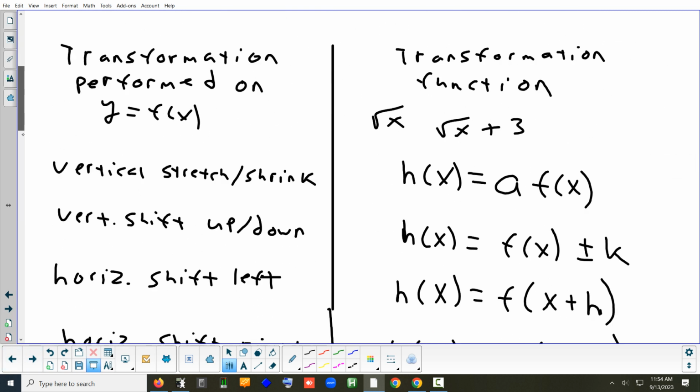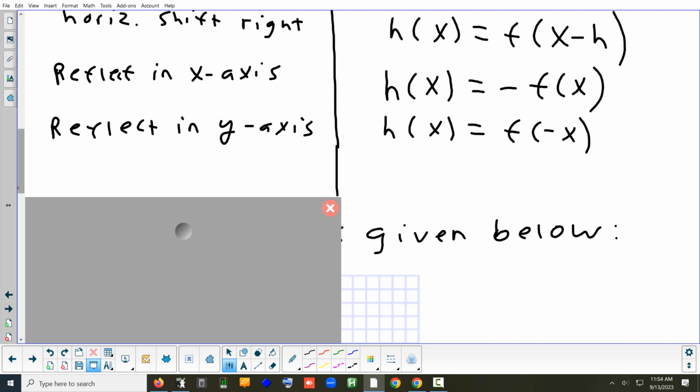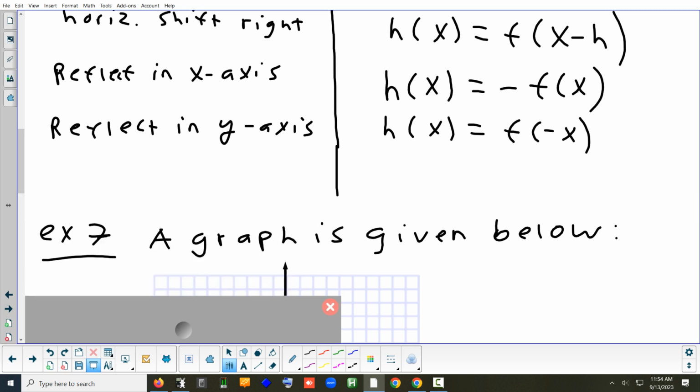Okay, so the last question I'm going to do is more of a visual. It's not a formula, but it's going to be transformations. And we're going to draw it. It's going to be like a shape. Let me give people a second to copy down the last couple.